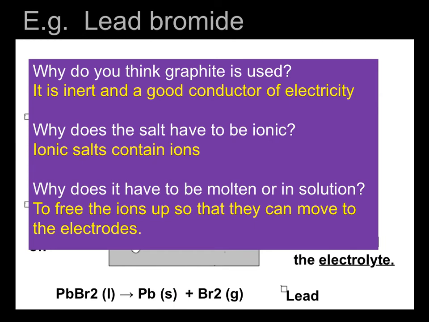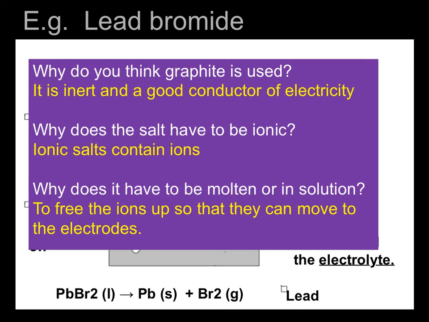Asking, why do you think graphite is used? Now we covered this last lesson, but we're going to write in to remind ourselves the yellow sentence: graphite is inert and it's a good conductor of electricity. Remember, graphite is the only covalent substance that we know that has these free electrons. The electrons are free to move, they carry the charge, and hence graphite can conduct.